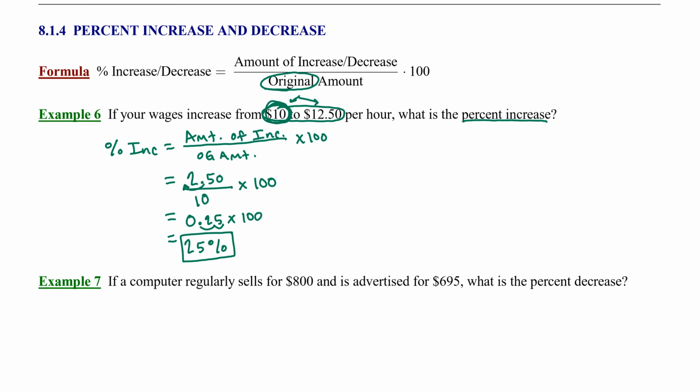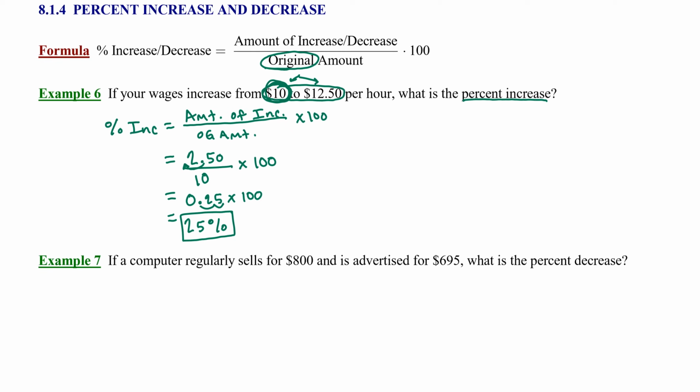Let's try another simple example. If a computer regularly sells for $800 and is advertised for $695, what is the percent decrease? Now remember, the first time around we were looking at increase. Now we're looking at decrease, but we use essentially the same formula.